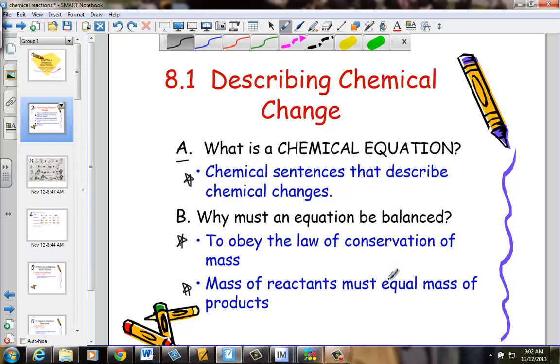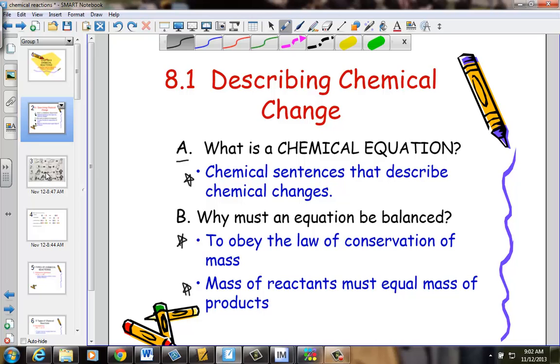And that's truly the heart of chemistry. Bonds break, new bonds form, and new products emerge from a chemical change. A chemical equation, sentences that describe change, and taking the time to balance to ensure that we are indeed obeying the law of conservation of mass.